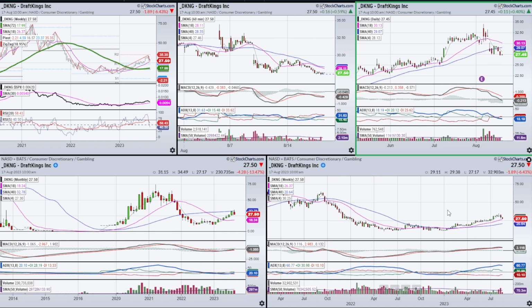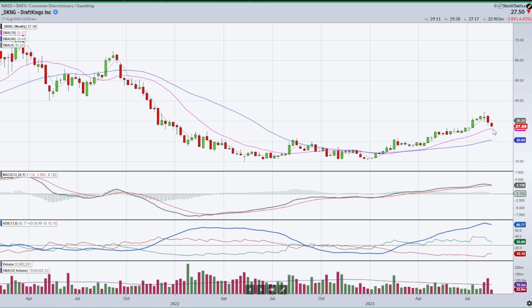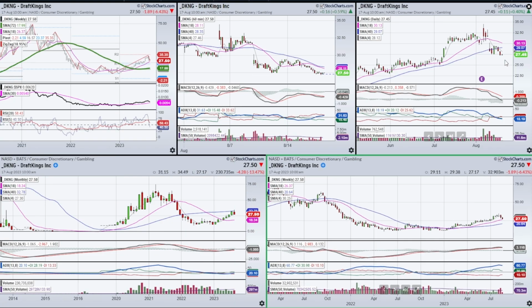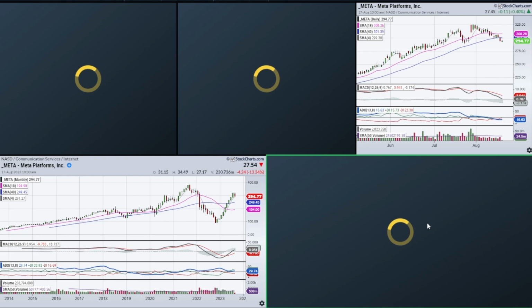Now, this still looks fine, and we're coming into support on the 18-week. So we can give this a chance, but based on the violence of the decline, I know I'm not in a big hurry. I'm not looking to play something quick off the zero line. I think this is going to take more time. We'll have to be patient here.